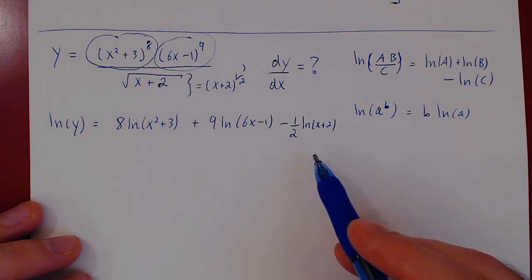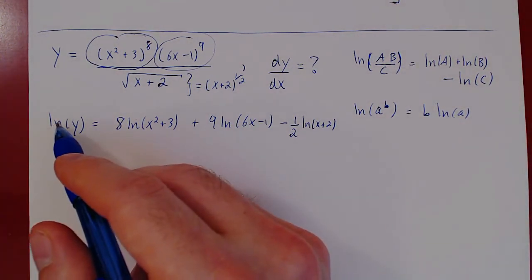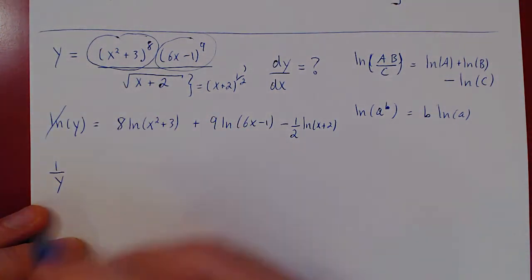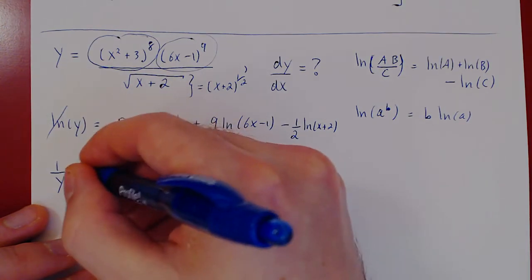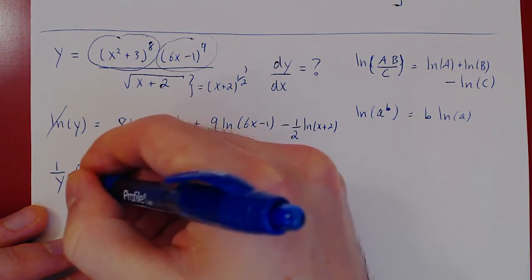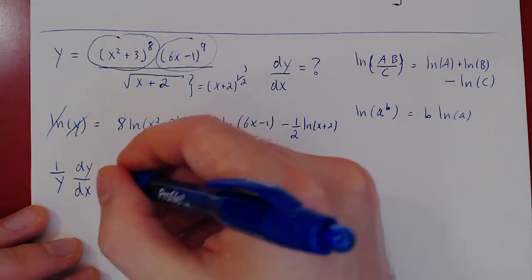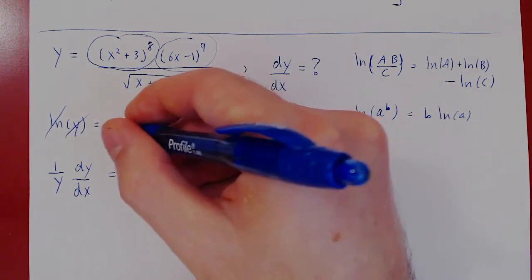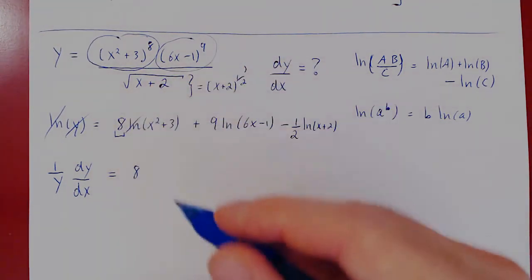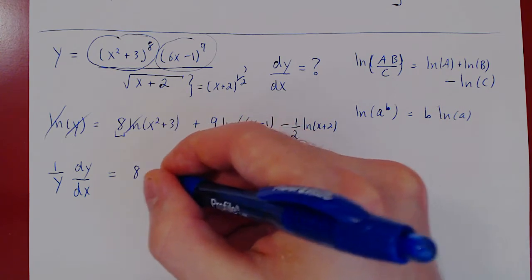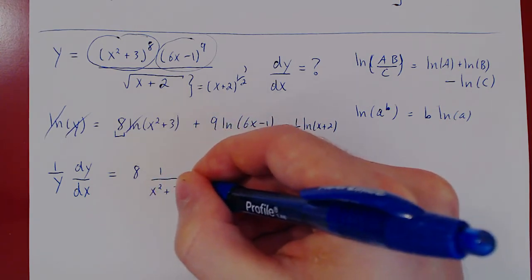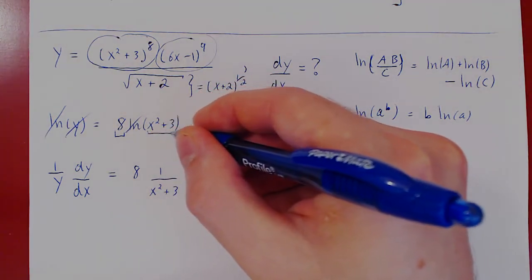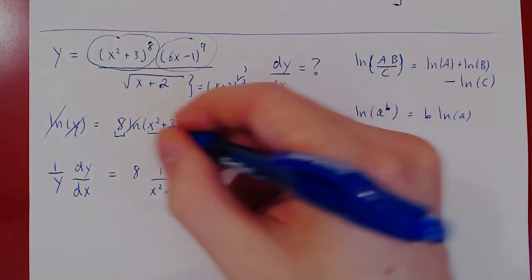Differentiate both sides with respect to x. The derivative of ln is 1 over what's inside, so 1 over y. Chain rule times the derivative of the inside, which is dy over dx. And that's equal to 8, a constant multiple, so it just stays there, times the derivative of ln, which is 1 over what's inside, so 1 over x squared plus 3, chain rule, times the derivative of the leftover function. The derivative of x squared plus 3 is simply 2x.